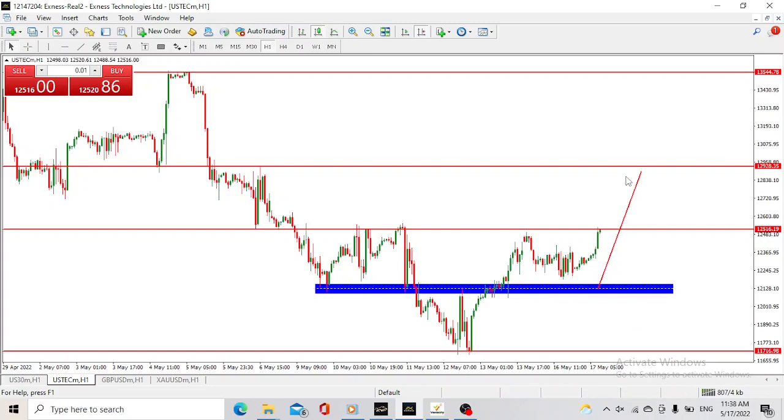So some people will say no, this market is going to the upside, not knowing that this as well is a market structure. This is what you call a market structure. This could turn out to be your double top reversal. Why? Because the market has been failing to break this zone.